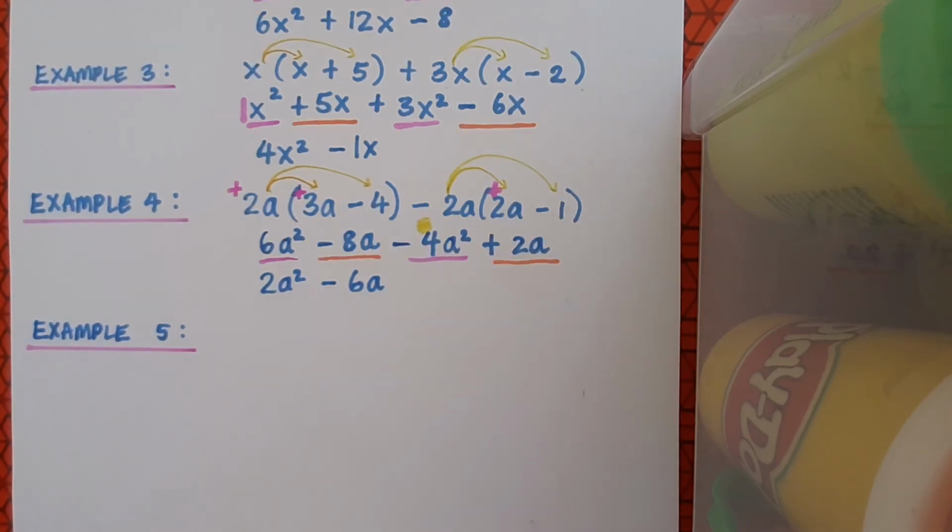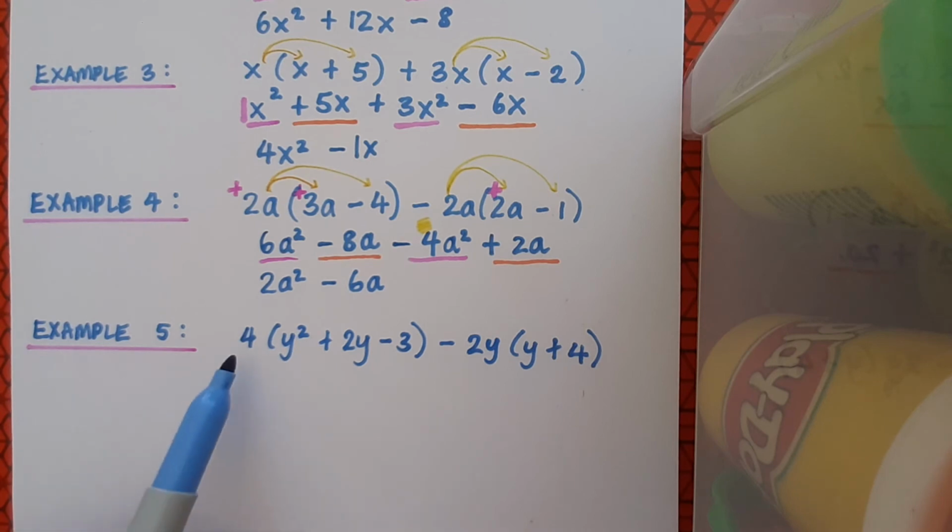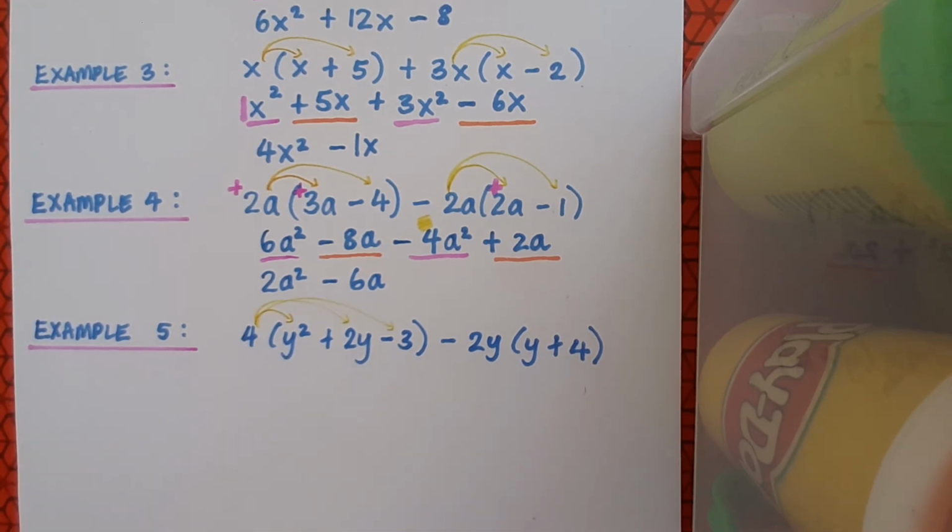Okay, so I'm going to do one last example for this video. And this time it's 4 bracket y squared plus 2y minus 3 minus 2y bracket y plus 4. My first bracket's a little bit longer than I've seen before, but I still take the exact same approach. I multiply the 4 by every term inside the bracket. Pause the video here and give this a go yourself, and then play and see if you were correct.